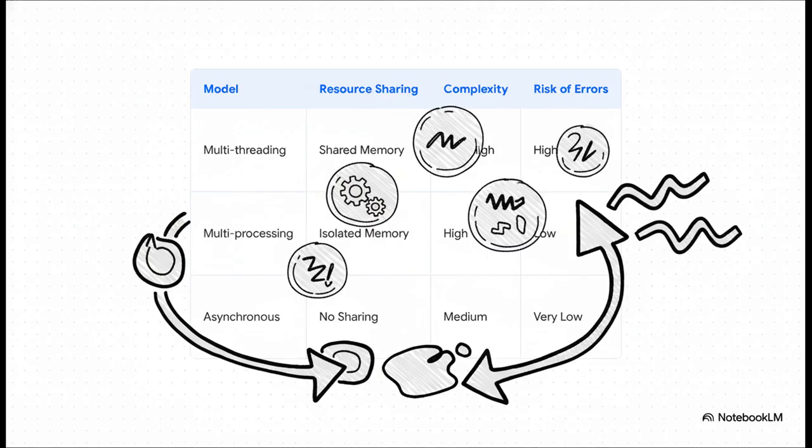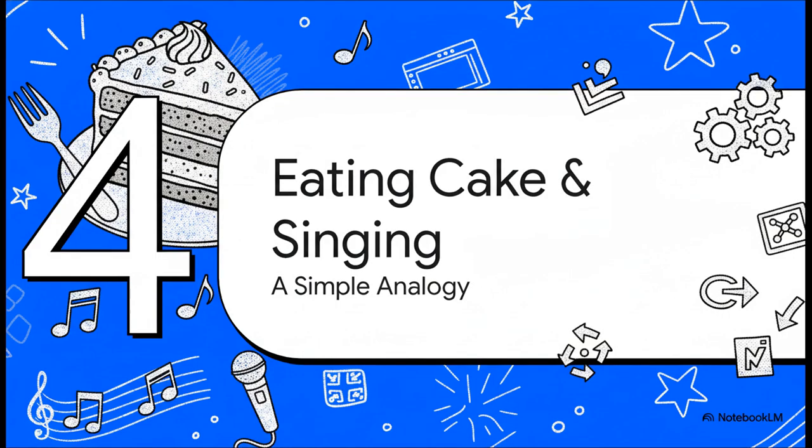And you can see why right here. Multithreading is complex and has a high risk of errors. That's why many modern systems prefer other options. Multiprocessing gives each task its own private memory, so they can't mess with each other. And asynchronous programming, it cleverly avoids the sharing problem altogether, making it way less likely to cause these kinds of bugs. All right, for our fourth and final truth, we're going to tie all of this together with a really simple story.